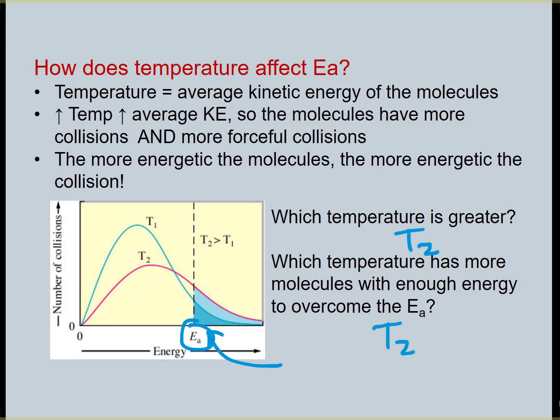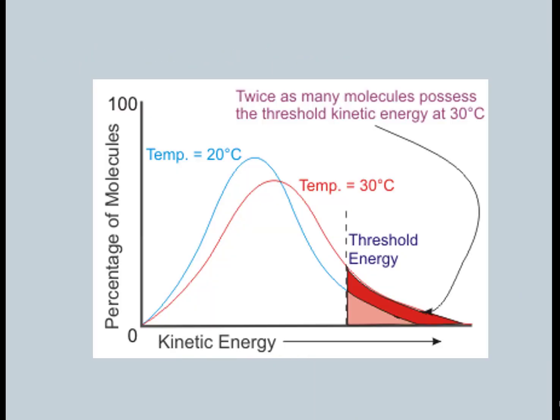So you should be able to draw a graph such as this and put in the activation energy and show that this second temperature has more molecules that are able to react, because they achieve that activation energy through more energetic collisions and more forceful collisions. This is another picture that's showing that activation energy. They're calling it a threshold energy. But you see with the higher temperature, it flattens out a little bit and you get all of these molecules that are able to react and form products.